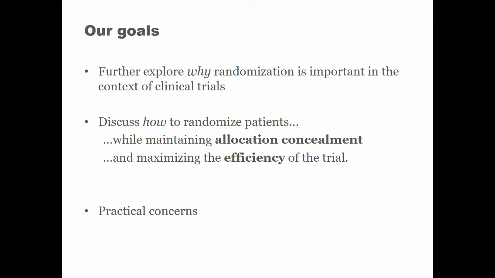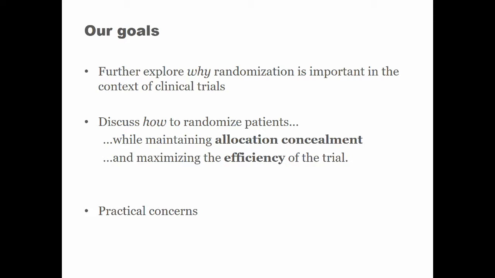And essentially when we're making decisions on how to randomize patients in a trial, we're trying to balance two important and competing concerns. And those are the allocation concealment and the efficiency of the trial. By allocation concealment, I mean that we're not able to guess what the next treatment is going to be for the next patient enrolled in the trial. And our concern there is to prevent bias.